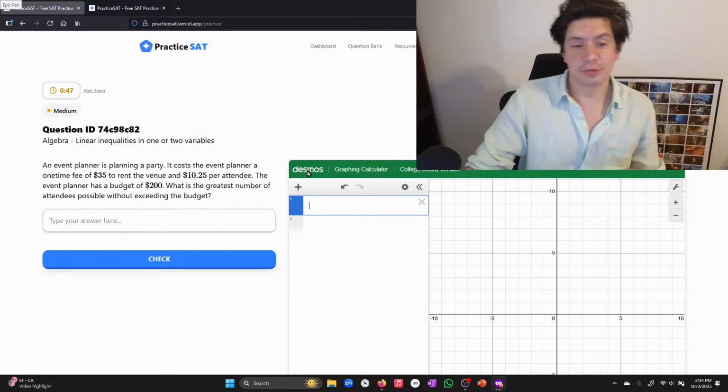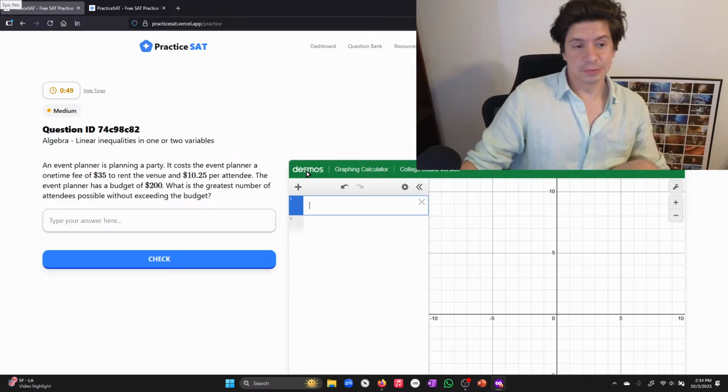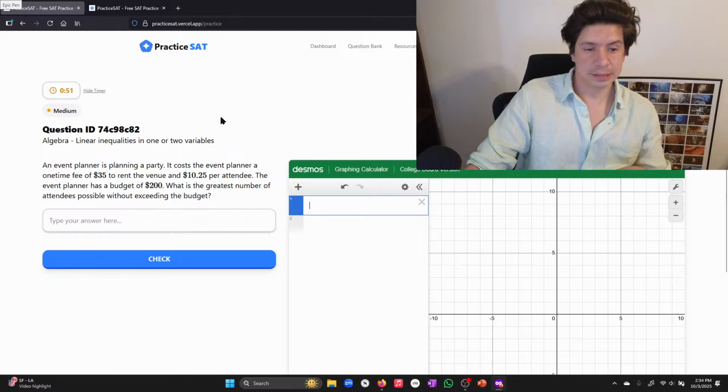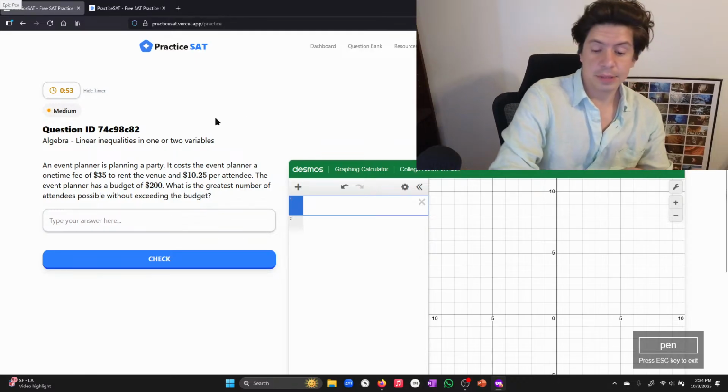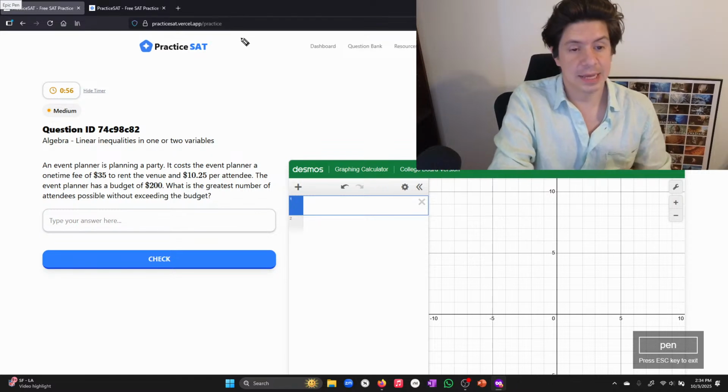Yeah, so I see what your question is about that. This one is a good example of one where you don't really need Desmos. And when they have multiple variables, that's when you're going to have issues with finding it.